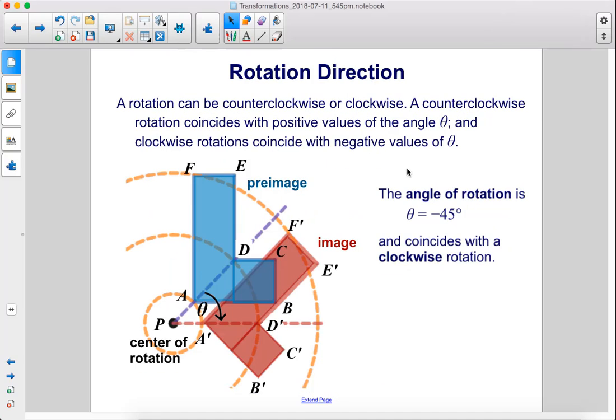A rotation can be counterclockwise or clockwise. A counterclockwise rotation coincides with positive values of the angle theta, and clockwise rotations coincide with negative values of theta. So here, in this example, we begin with the blue shape, the pre-image, and then we have an angle of rotation, theta, of negative 45 degrees, so it moves clockwise to this red image right there.